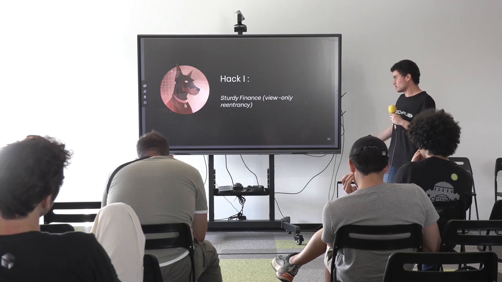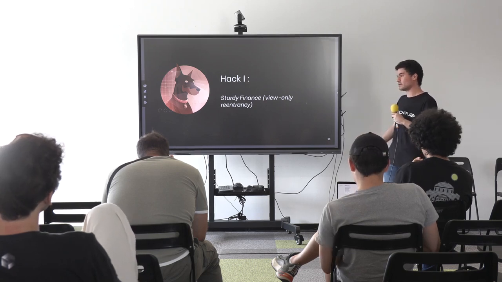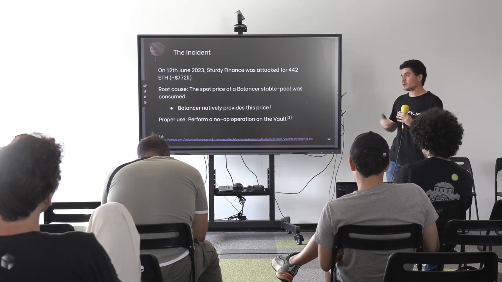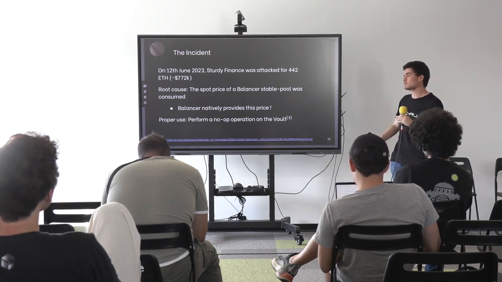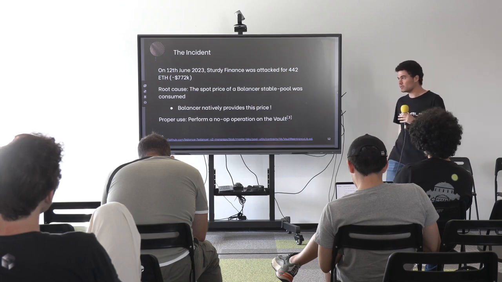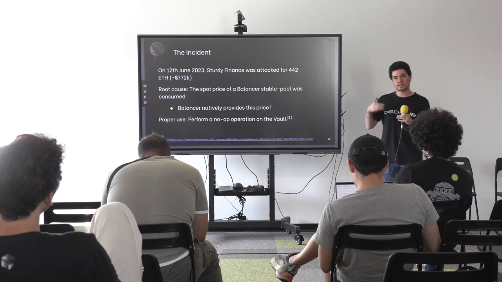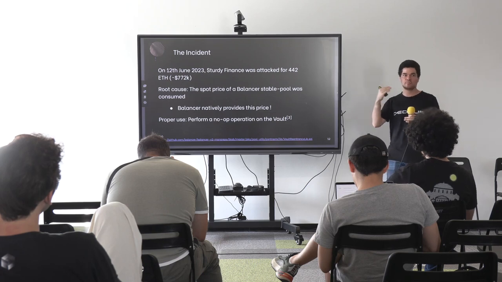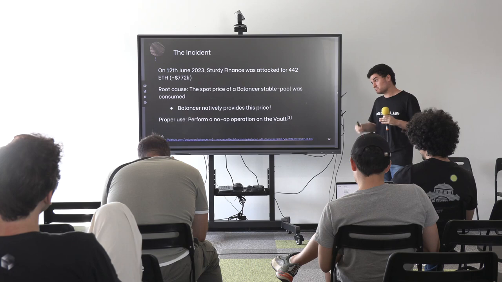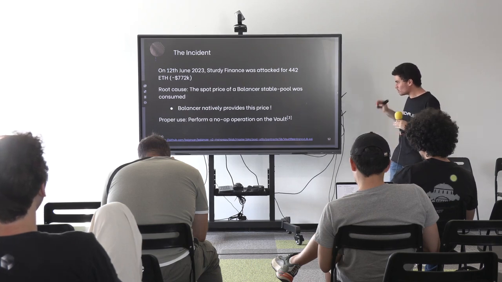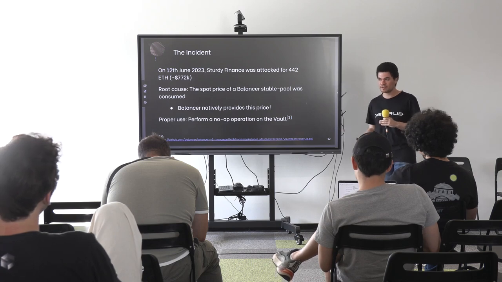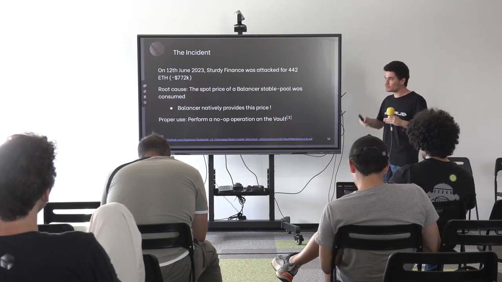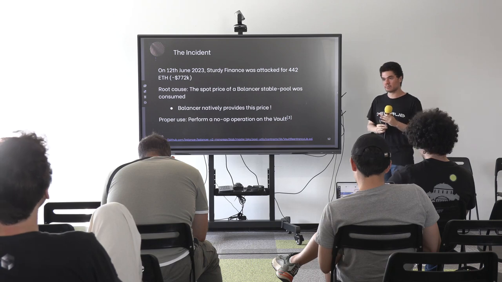So the first hack we're going to talk about is the Arcadia Finance one. Right around June last year, Arcadia Finance was hacked for around 800,000. The root cause was that they were directly reading from Balancer the spot price of a stable pool LP token. It's perfectly fine to do that, but you have to be aware that the Balancer vault can be abused into producing inflated values because of a read-only reentrancy vulnerability.